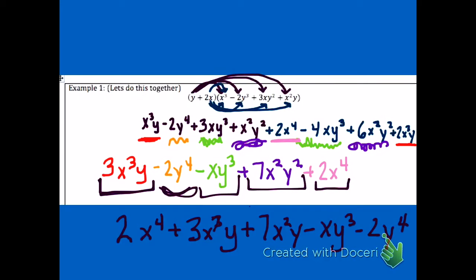So starting out, multiply every term by every term. Combine your like terms, and then put them into descending order.